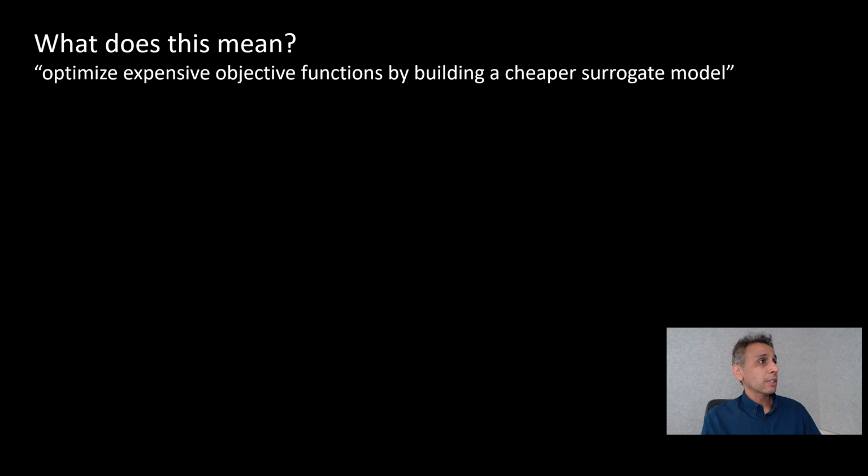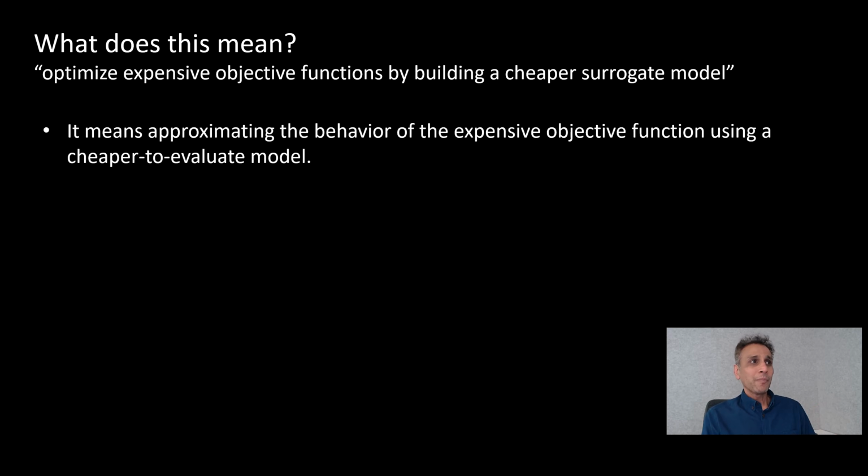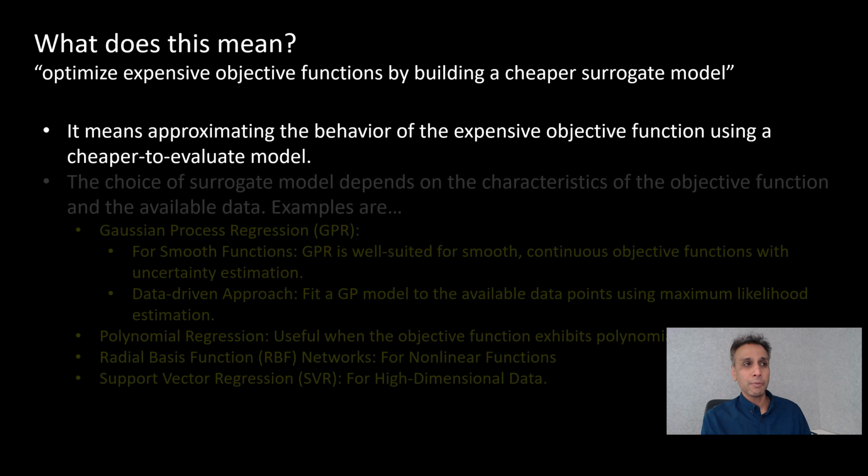Excuse me, my throat is a bit scratchy from all the allergies. So what does this basically mean? Like this line from the previous slide: optimize expensive objective functions by building a cheaper surrogate model. Well, I kind of mentioned it, but basically you're approximating the behavior of your so-called expensive objective function using an easy to evaluate or cheaper to evaluate model, meaning it's more efficient, faster, and all that stuff. Where do you get this model?